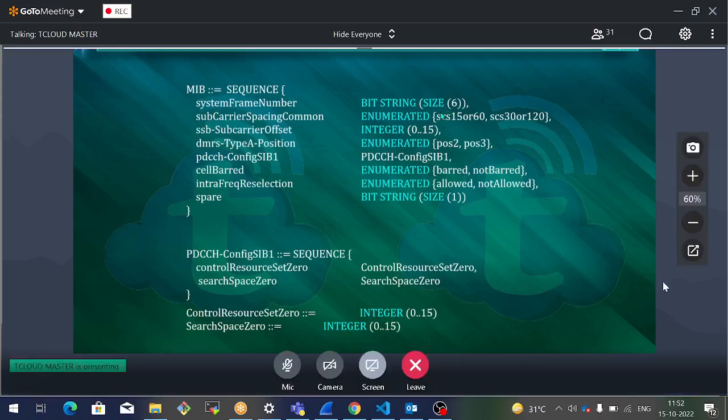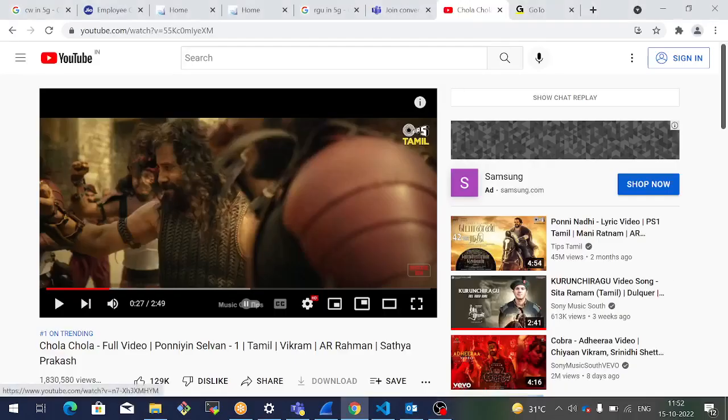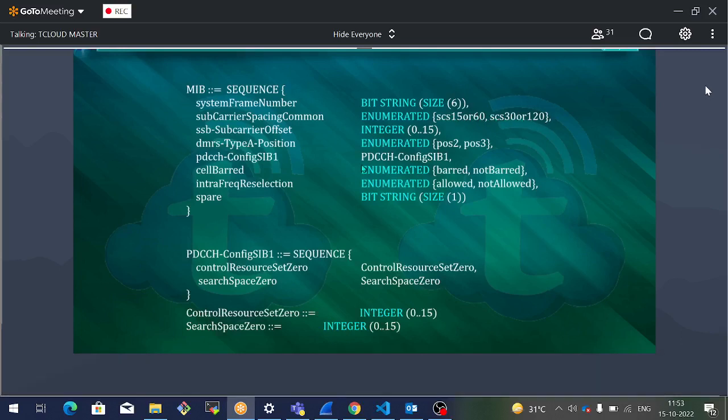Each parameter has a size. Typically for the first field it is 6 bits. For the second one you require only 1 bit, because it need only report either this or this. So this will be represented with bit 0, and this is represented with bit 1. Ultimately it is 1 bit. SSB subcarrier offset, you require 4 bits because the value is up to 15. So 4 bits are enough. 1111 represents 15 in decimal in binary format. For this DMRS, 1 bit is enough.